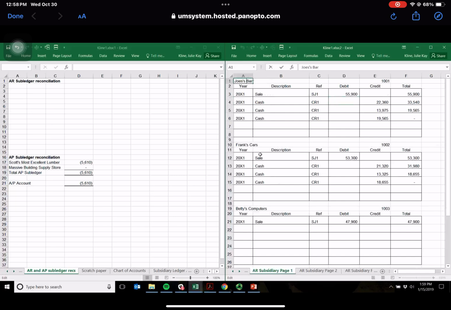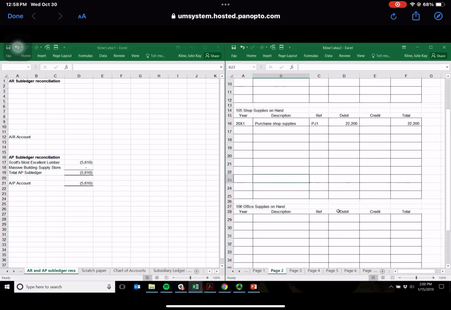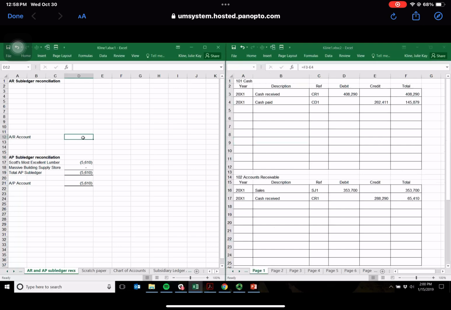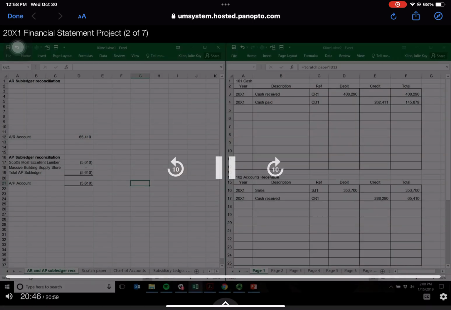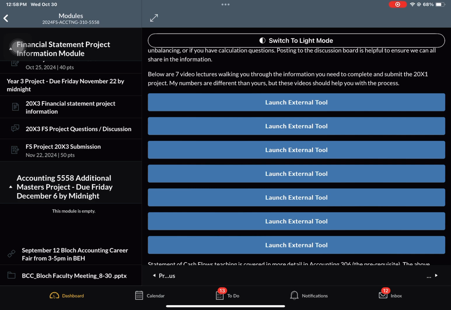You're going to list out Joe, Frank, Betty. You're going to list out all your customers. You're going to put their balances, and then you're going to have an AR account. And you're going to say, okay, all of my subledgers, now that I have all that activity, should equal my ending AR account, which is, at this point, 65,410. So you would expect all of your customers... and a part of your grade for this.